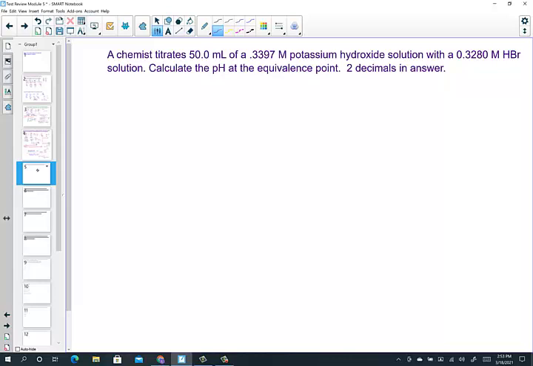Let's take a look at a next example. A chemist titrates 50 mils of a 0.3397 molar solution. The solution is potassium hydroxide, KOH. Let me tabulate what we have under it. We have 50 mils, 0.3397 molar units. It's titrated with HBr. We have 0.3280 molar units. Calculate the pH at the equivalence point. Friends, what do you notice about this problem that makes this the easiest problem ever?